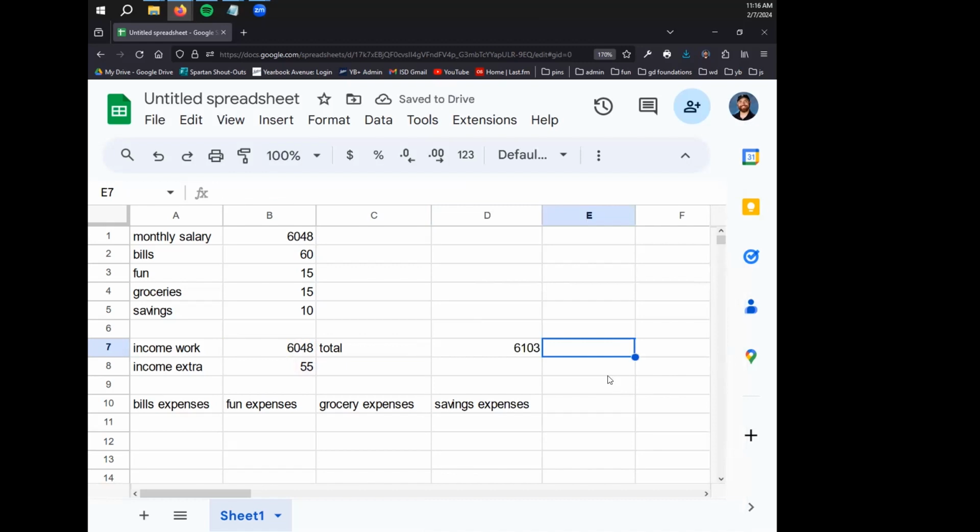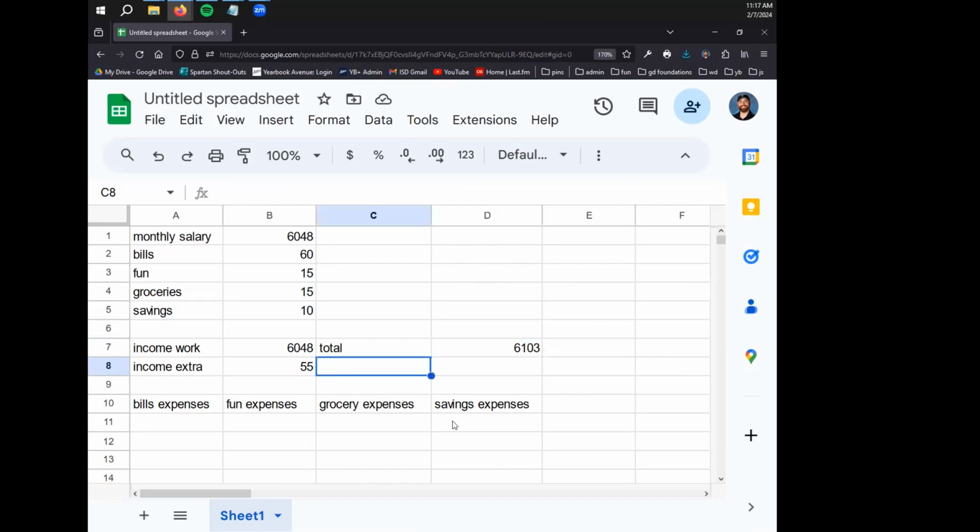$6,103 because that's 6048 plus 55. That's how much money I can work with this month. That's how much money I can budget out. We're all just setting up our line of credit here. We've not set up any debit yet. Just bear with me, guys. It gets more interesting than this.